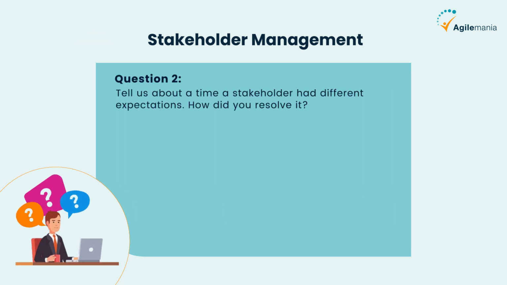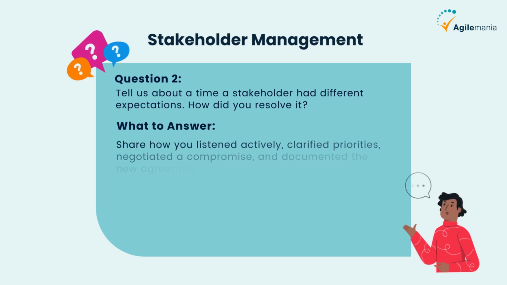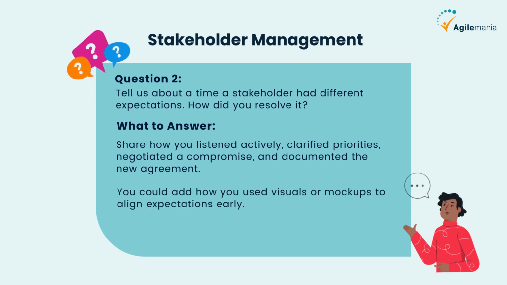Question 2. Tell us about a time a stakeholder had different expectations. How did you resolve it? What to answer? Share how you listened actively, clarified priorities, negotiated a compromise, and documented the new agreement. You could add how you used visuals or mock-ups to align expectations early.